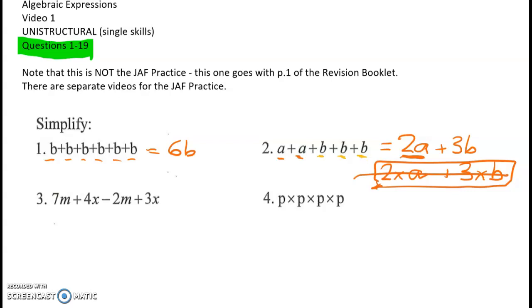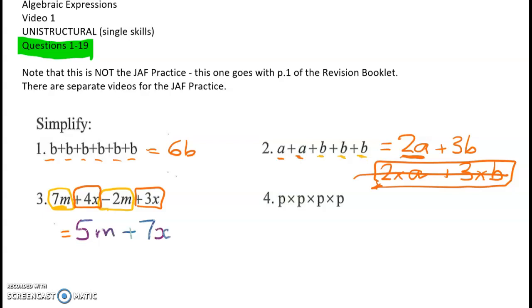Now, moving on to number 3, the first thing we do again is we see that we've got something plus something, take away something, and then plus something. So we're looking at the idea of like terms again. Here we've got 7 lots of M, and then we've got take away 2 lots of M. So they're going to go together. And we've got 4 lots of X and 3 more lots of X. So altogether we get 5M, 7 take away 2, plus 7X.